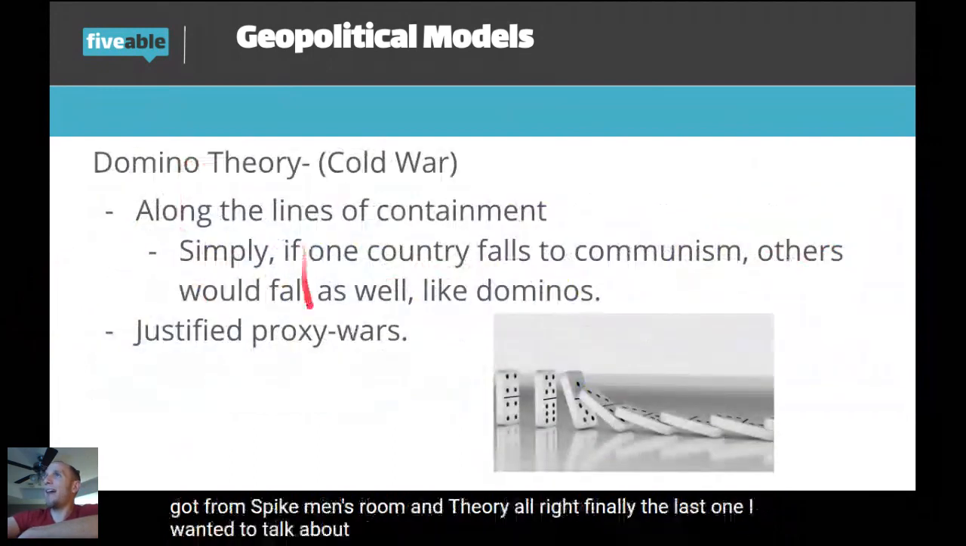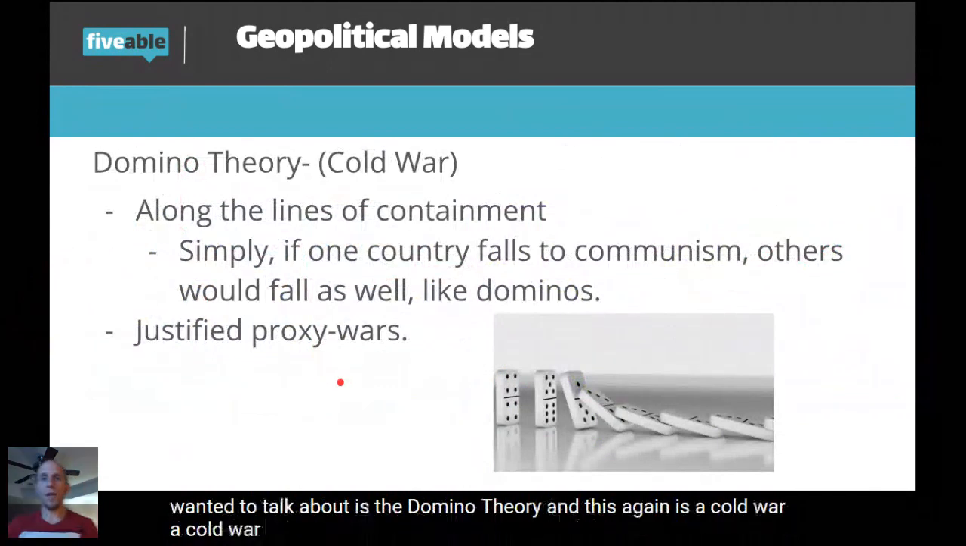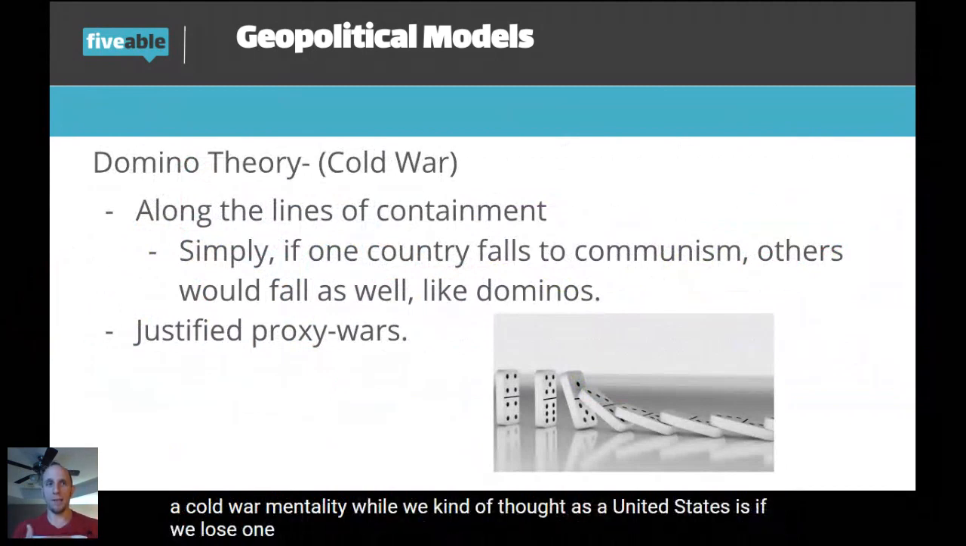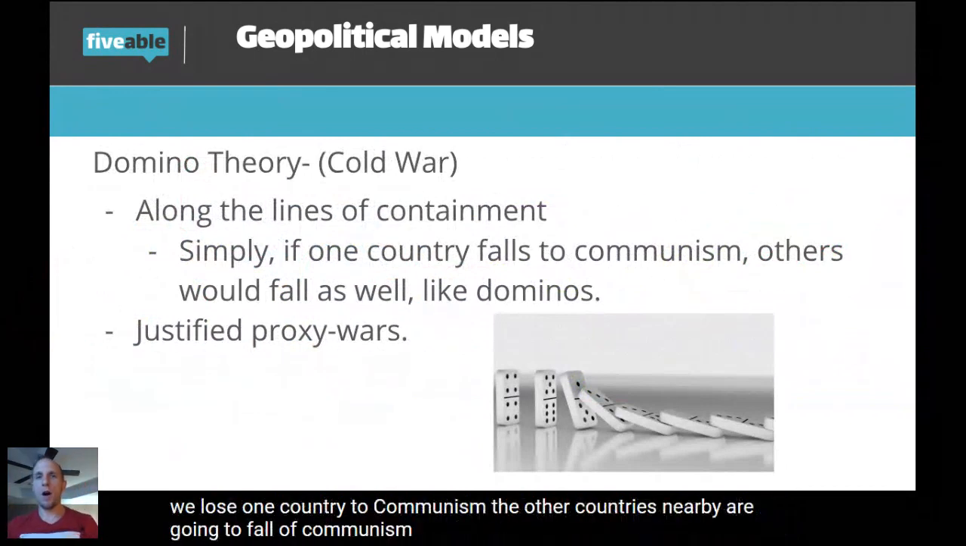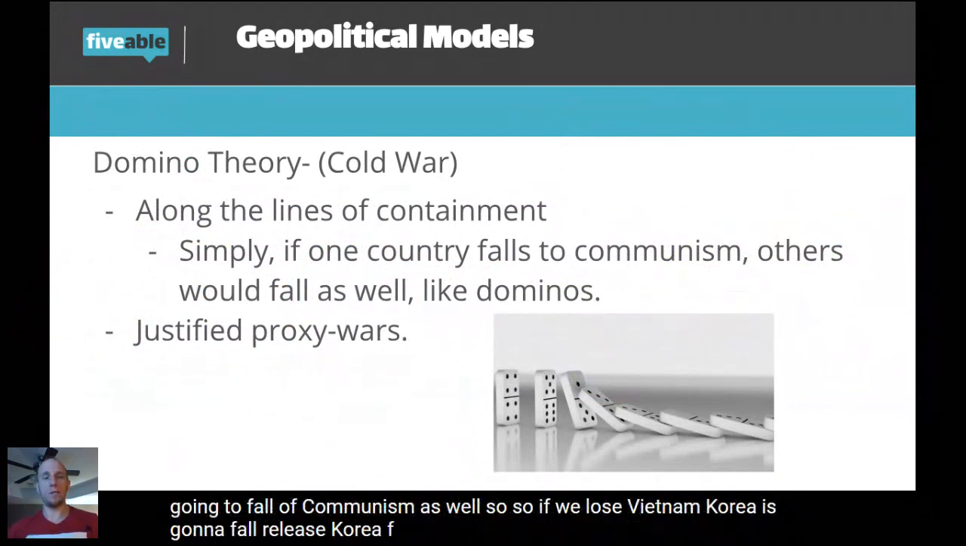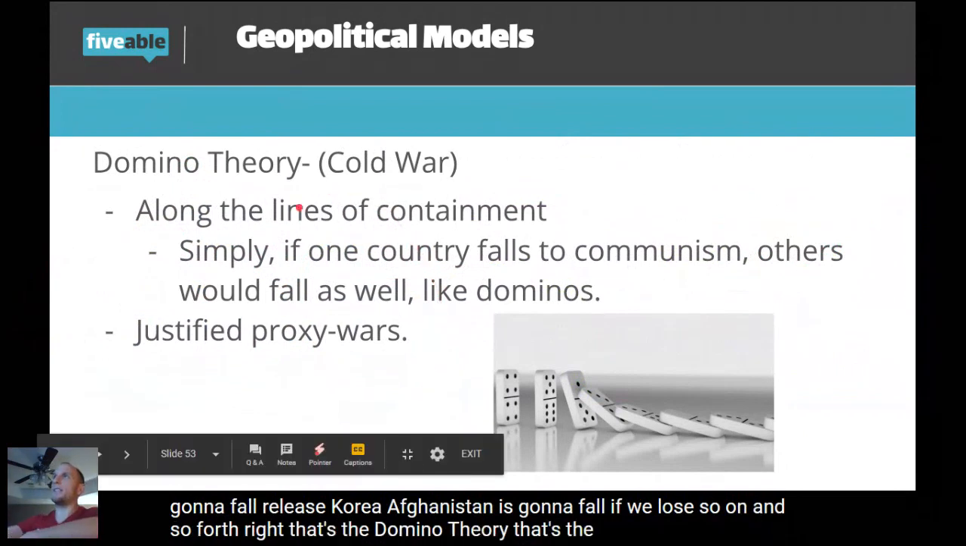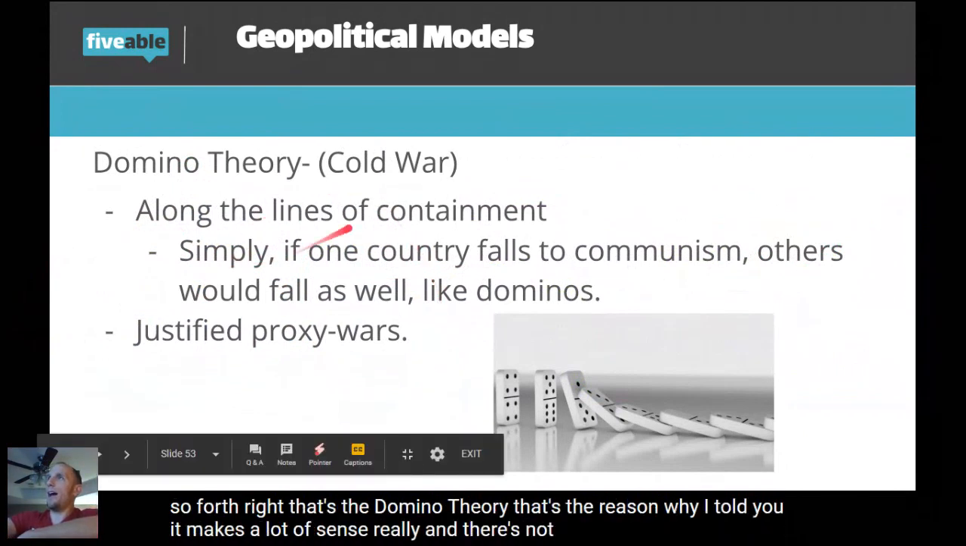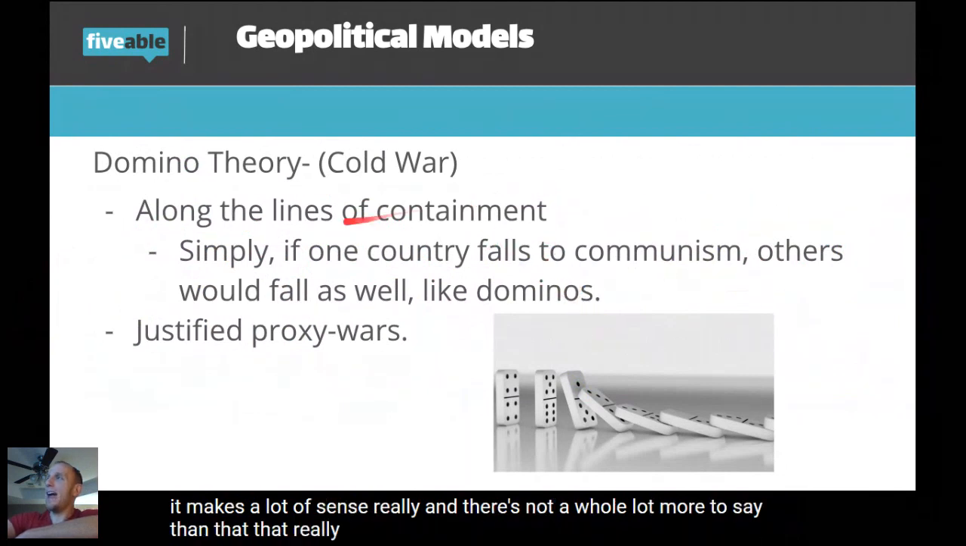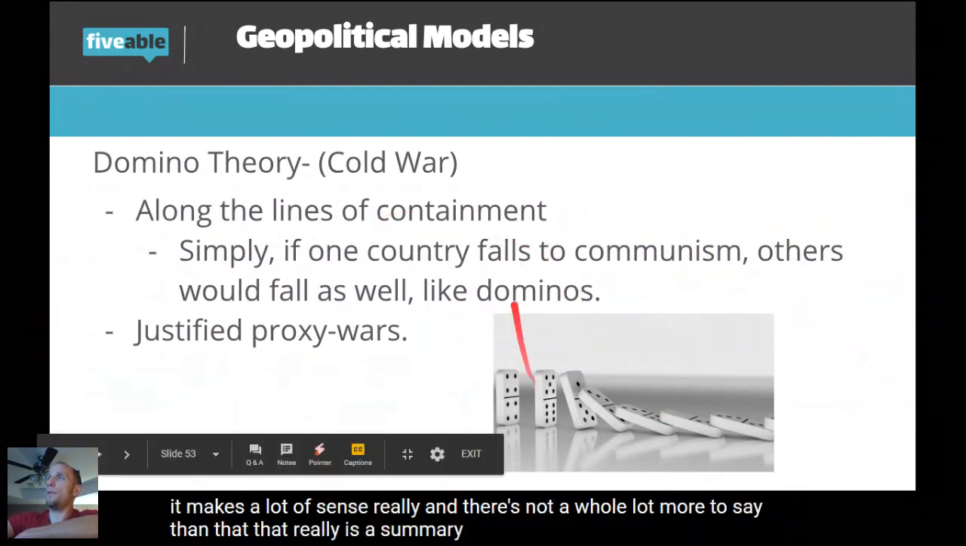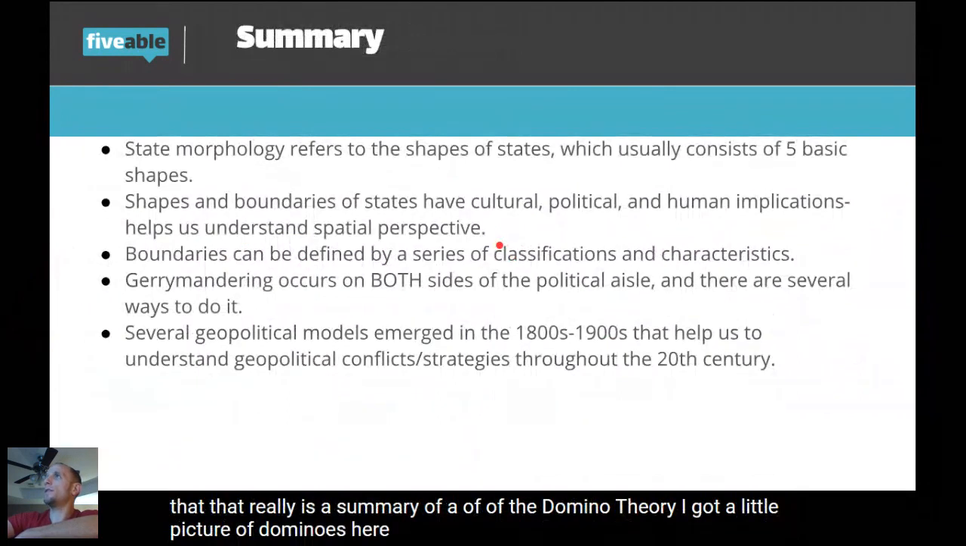All right. Finally, the last one that I wanted to talk about is the domino theory. And this, again, is a Cold War mentality. What we thought as the United States is, if we lose one country to communism, the other countries nearby are going to fall to communism as well. So if we lose Vietnam, Korea is going to fall. If we lose Korea, Afghanistan is going to fall, and so on and so forth, right? That's the domino theory. That's the reason why I told you it makes a lot of sense, really. There's not a whole lot more to say than that. That really is a summary of the domino theory. I got a little picture of dominoes here.